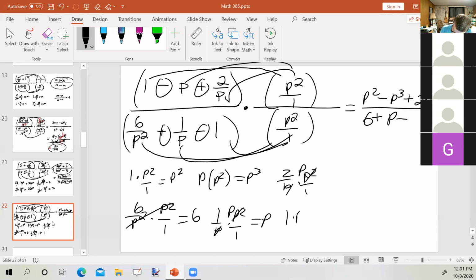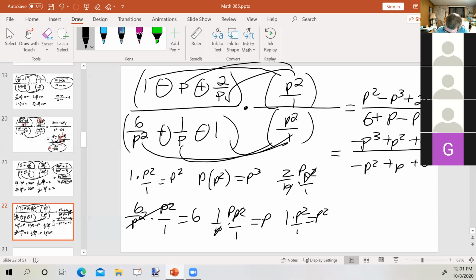Minus 1 times p squared is p squared. So now I'm going to take the numerator and the denominator of our current answer and write them both in standard form. Let's see, negative p cubed plus p squared plus 2p over negative p squared plus p plus 6. Let's see if we can do anything with that.